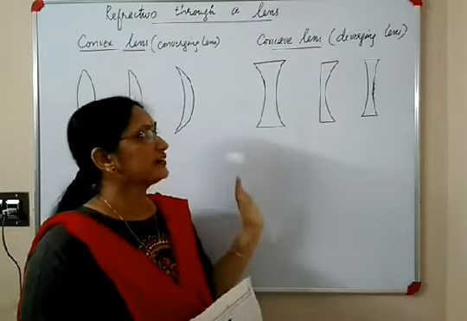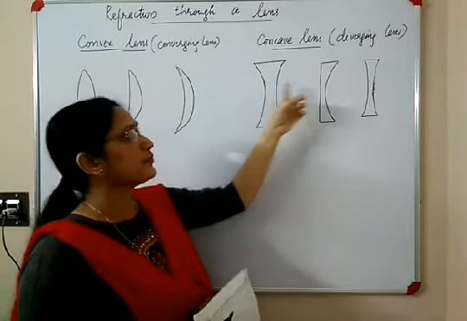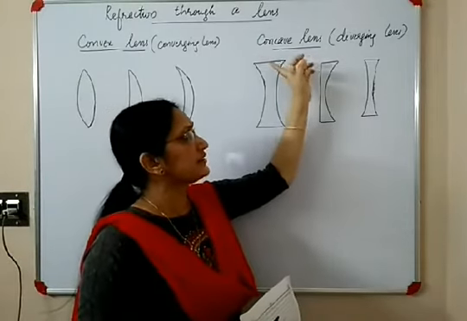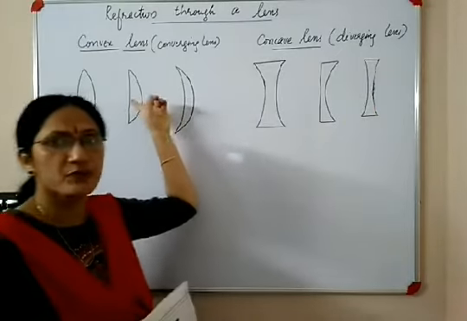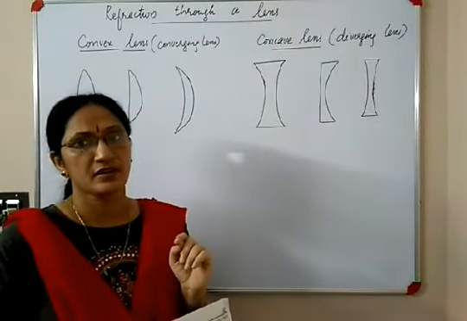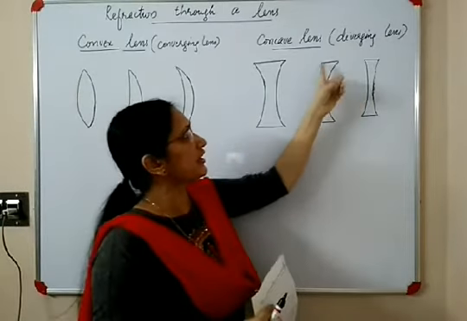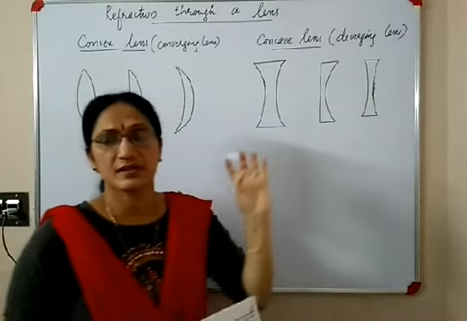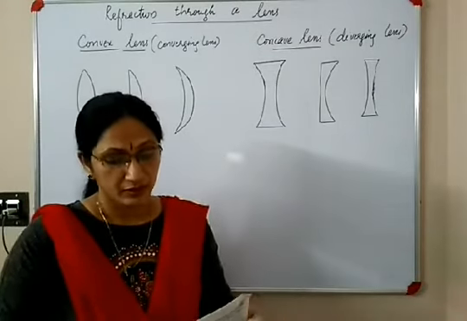So the main characteristic of a concave lens is that its middle portion is thin and the edges are thick. Just the opposite of a convex lens. Middle portion thinner, edges thick. This is the characteristic of a concave lens.